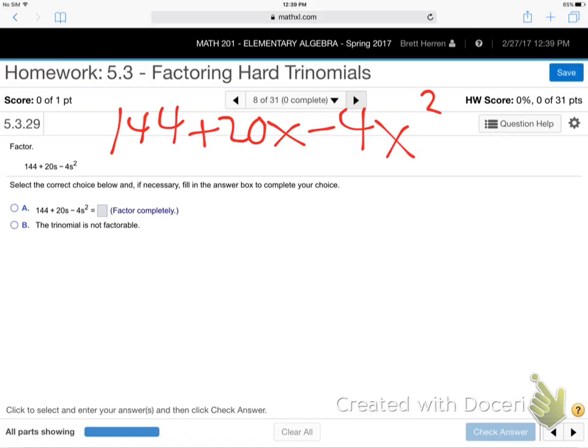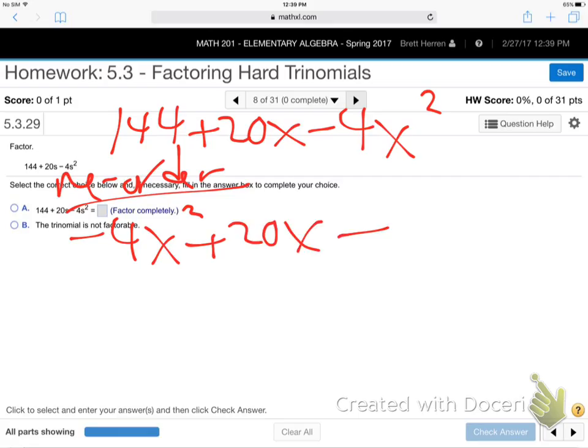All right, so first thing is to reorder. We always want highest power to lowest. Ooh, I see something else. So minus 4x squared plus 20x. When you reorder, take the signs with them.